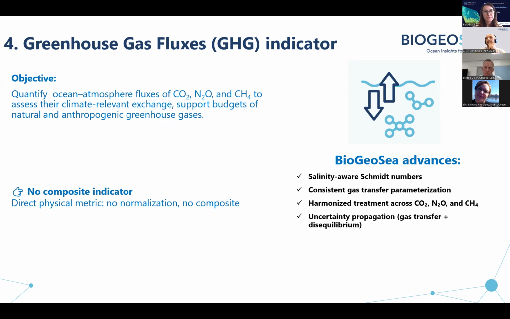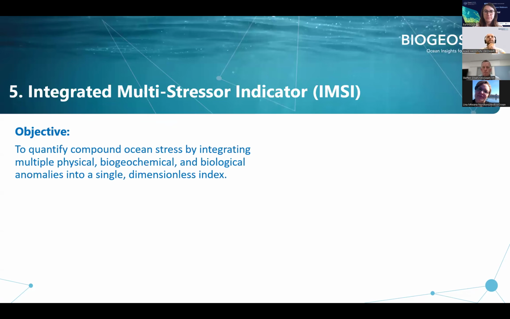So what are our advances for this indicator? It is salinity-aware Schmidt numbers here. We are using consistent gas transfer parameterization, harmonized treatment across the three gases that I've mentioned, and the uncertainty propagation also is aligned and streamlined across the project as well.